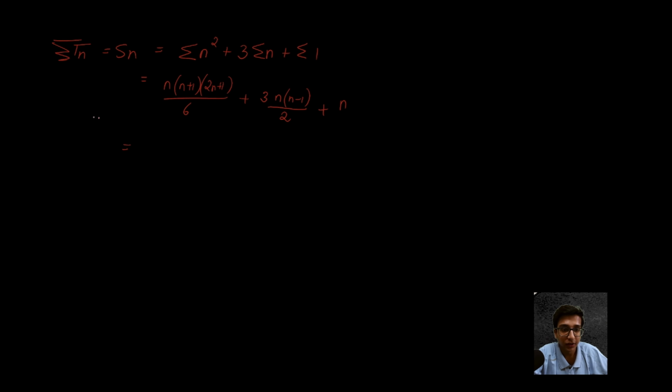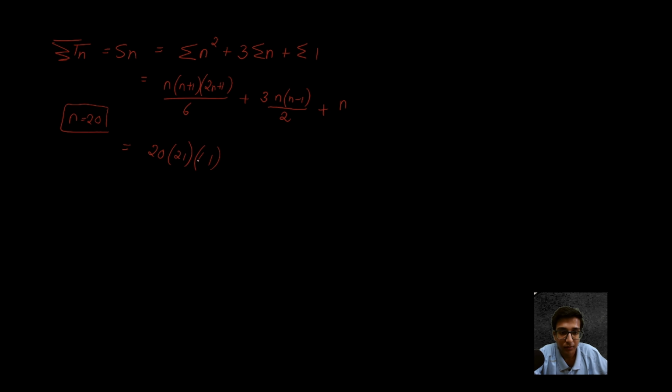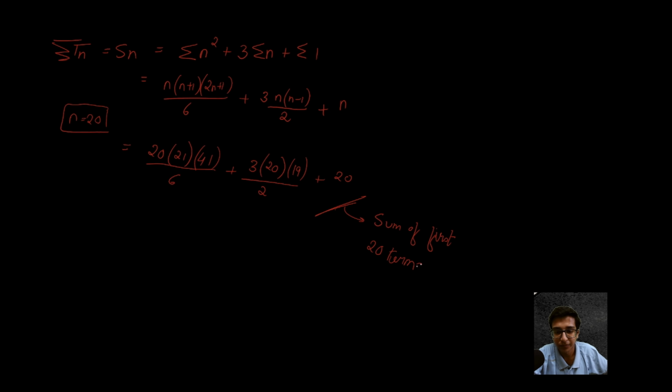And so we continue further to solve this equation. We know n is equal to 20 for this question, so it would be 20 into 21 into 41 upon 6 plus 3 times 20 into 19 upon 2 plus 20. And upon solving this, you would get the sum of the first 20 terms. So that is how you solve such questions.